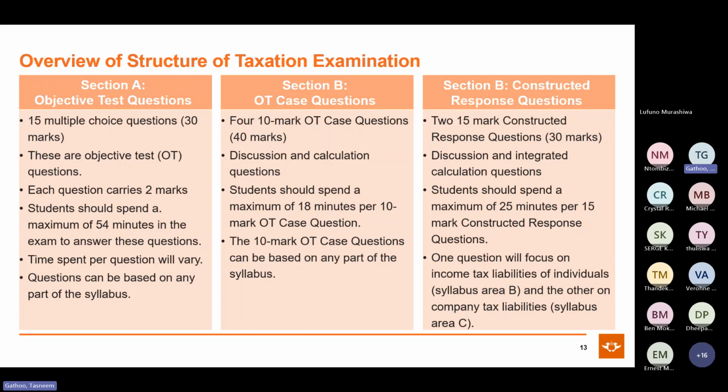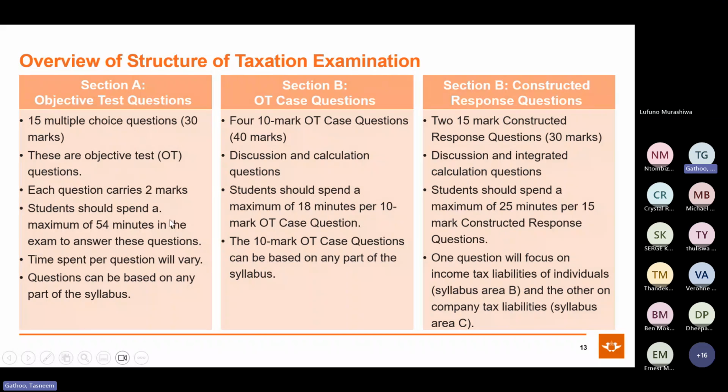On Moodle, there is a section called ACCA exam overview. Some of this detail is there, but I just want to take you through it again. In the exam, you will have two sections. Section 1 is based off objective test questions. In this case, it's 15 multiple choice questions. Each of them carries 2 marks, so they are a total of 30 marks.